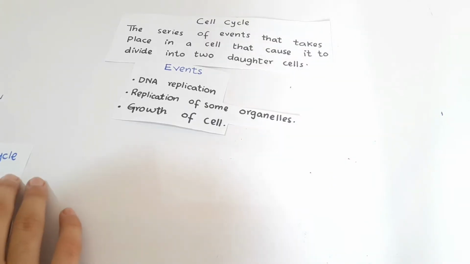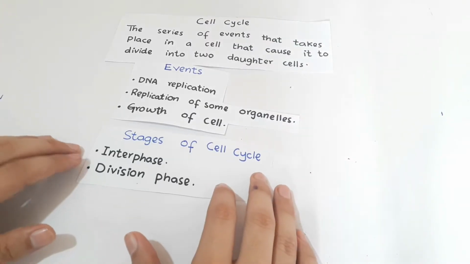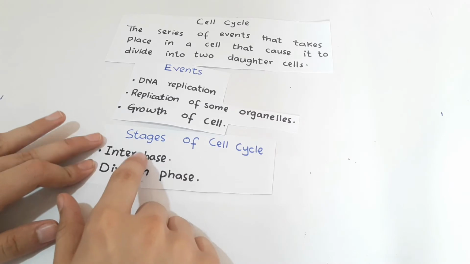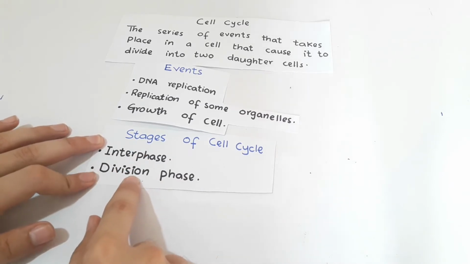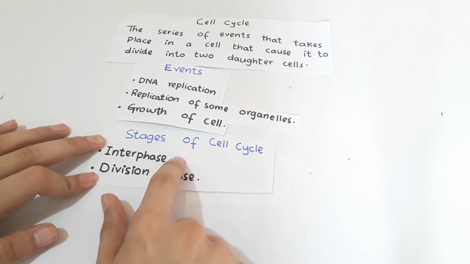The cell cycle consists of two stages. The first one is interphase and the second one is division phase. Let's first shortly discuss the interphase.